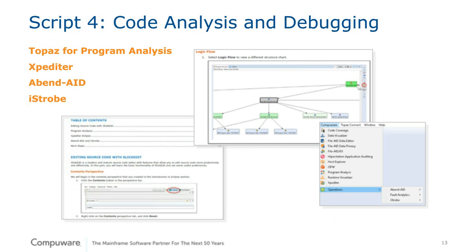Next is the fourth script, which is code analysis and debugging, utilizing Topaz for program analysis, Xpediter, Bandit, and iStrobe. Here you will learn about SlickEdit, you'll work in some copybooks, you'll perform a program analysis, as well as having the opportunity to debug with Xpediter. You'll also review some add-ins with Bandit, and you'll utilize iStrobe.